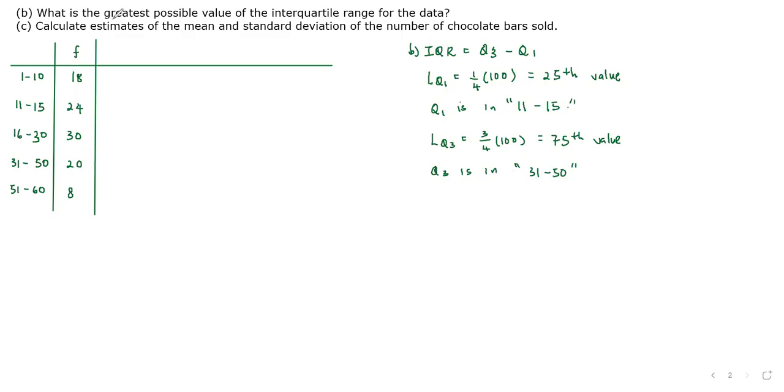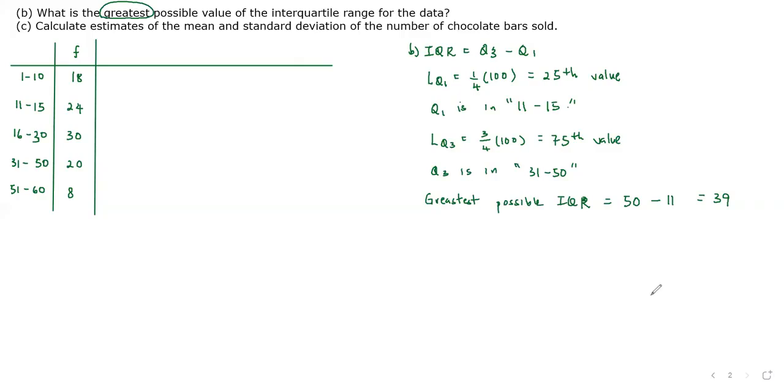To find the greatest possible value, we are not just asked to find the interquartile range. We just need to find the greatest possible value. So for this case, for the greatest possible interquartile range, we take the greatest value of Q3, which is 50, minus the smallest value of Q1, which is 11, and that is 39. So the greatest possible value of the interquartile range is 39.